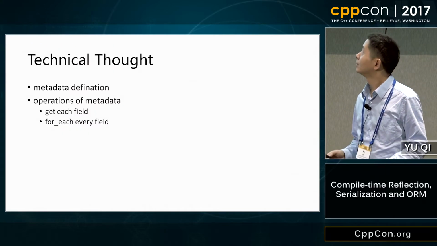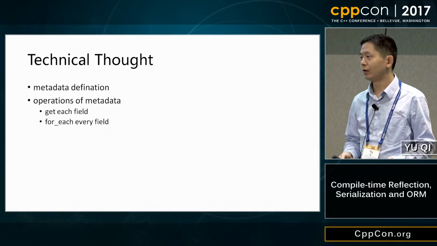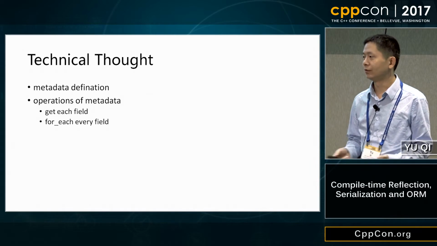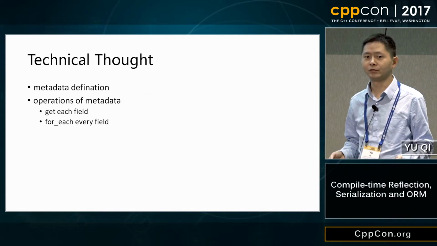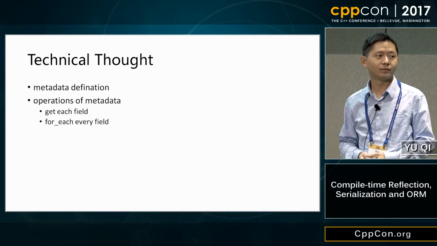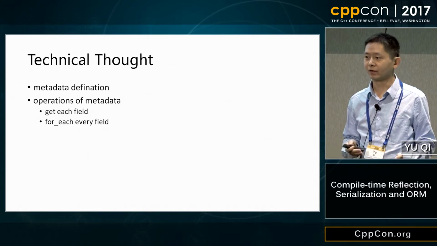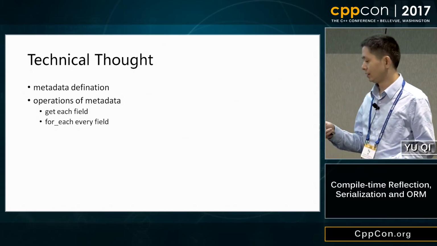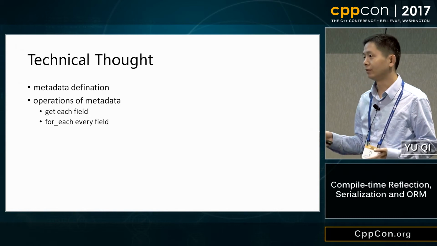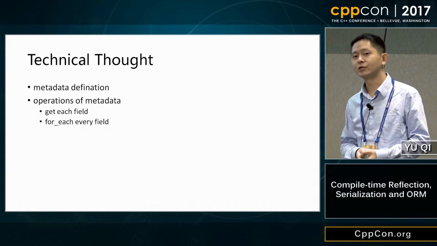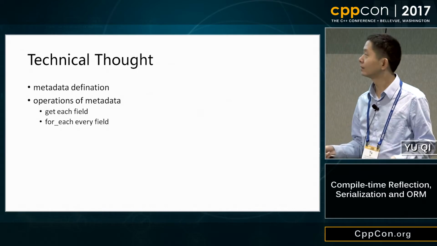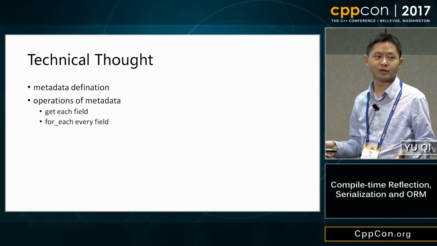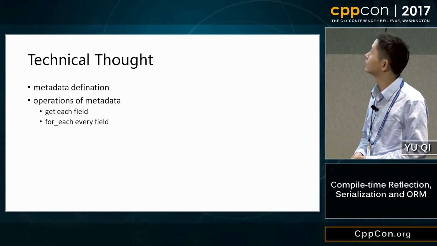Last, I will tell you how to implement compile time reflection. There are two steps. The first step is to define the metadata. I mentioned before, the metadata is a key point. If you have the metadata, you can reflect. And when you define the metadata, you need to provide some operations of metadata, right? Such as get the value by index, get the field name by index, or for each the fields.